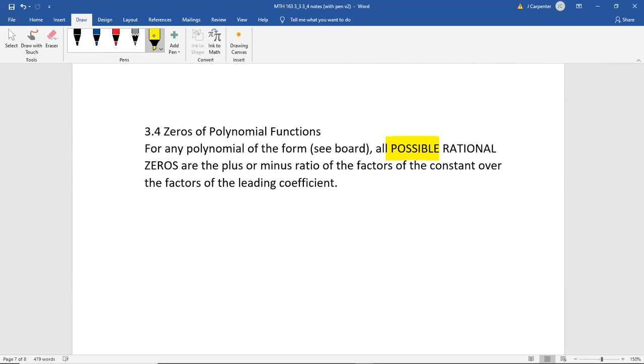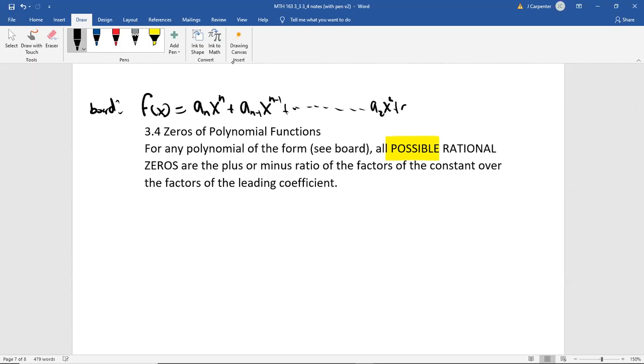But for any polynomial of the typical form, f of x equals, so the board here. I mean, these were adapted from notes from when we used to see each other in person. That would be f of x is equal to, and how do I want to write these letters? Do I want to use those subnotations? Yes, I do. So a sub n, x to the n. You've seen this before. Plus a sub n minus 1 times x to the n minus 1, plus and so on, a sub 2 x squared plus a sub 1 x to the first plus a sub 0.